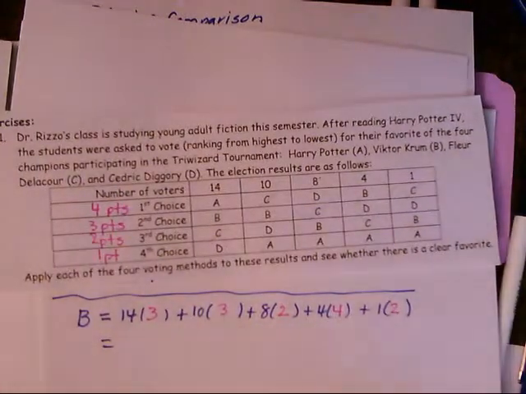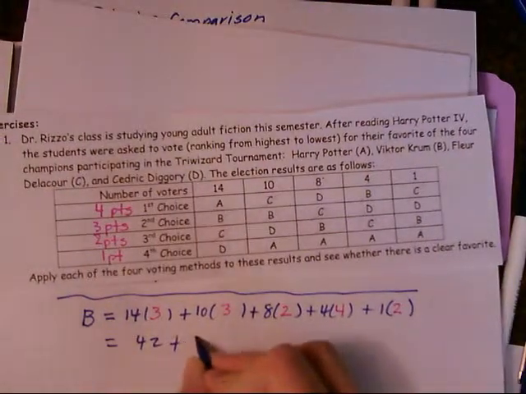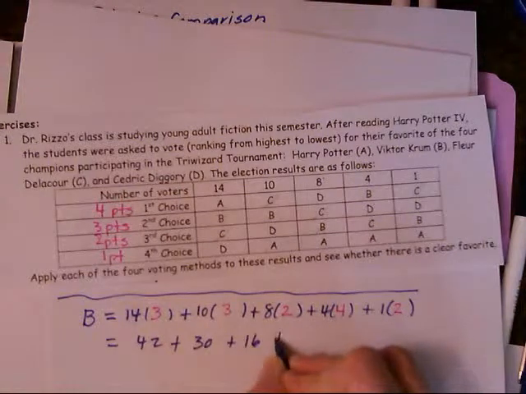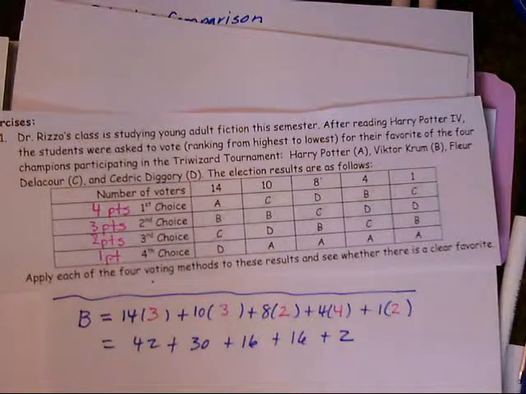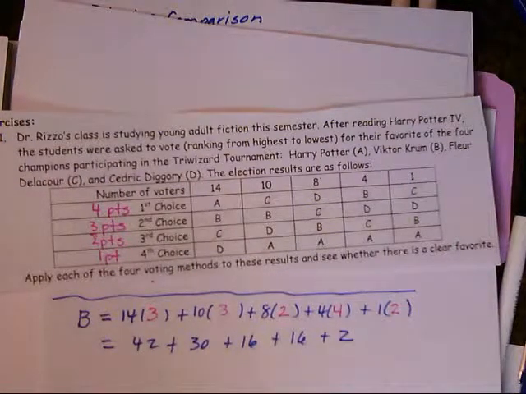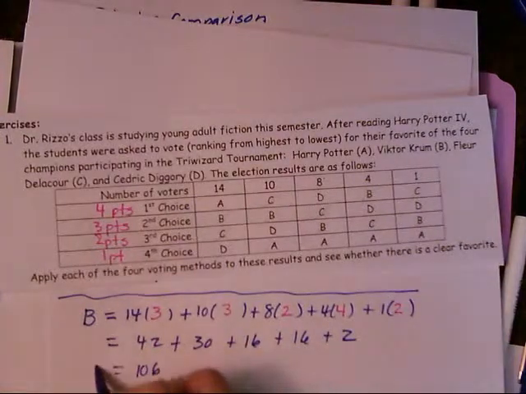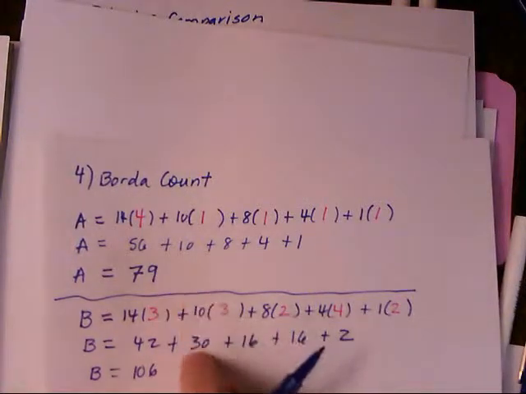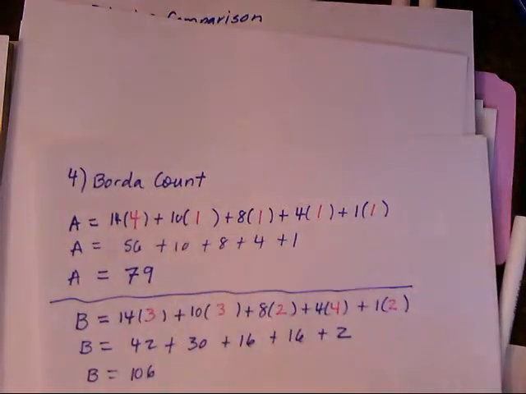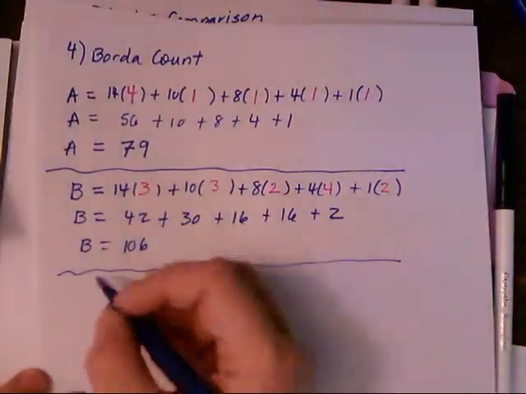Okay, well, I said I wasn't going to go on and do this, but I guess I will. We have 14 times 3, 42, plus 30, plus 16, plus 16, plus 2. So I multiplied it, now I'm going to add these up. And I get a grand total of 106 for candidate B. We can already see that this is a higher total, so at this point B would be the winner over A. But we have 2 more candidates that we have to get the Borda count on.